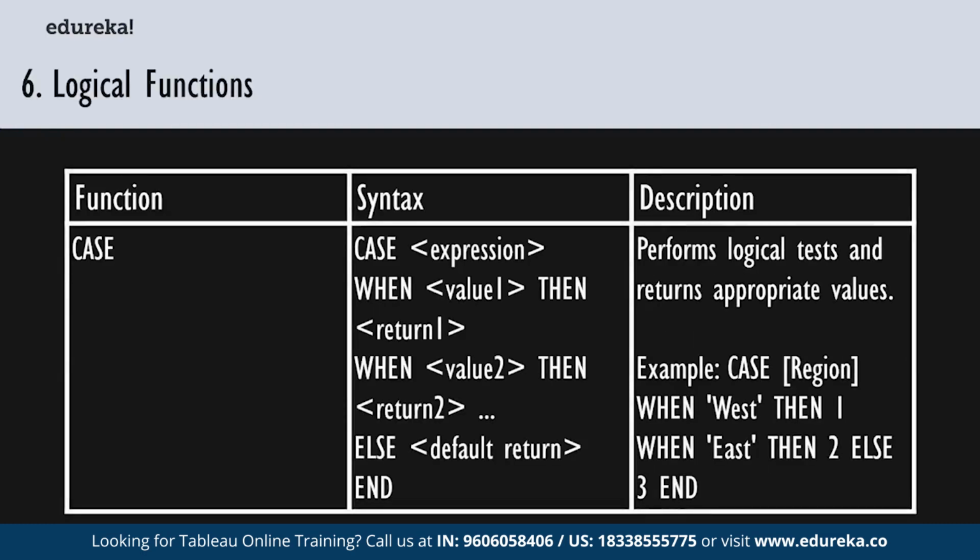Next, you have case. If any of you are from the coding background, you can relate it with the switch case. It performs a number of logical tests and returns appropriate values. The case function evaluates an expression, compares it to a sequence of values, and returns a result. When a value that matches the expression is encountered, case returns the corresponding return value. If no match is found, then the default return expression is used. And if there is no default return and no values match, then null is returned.